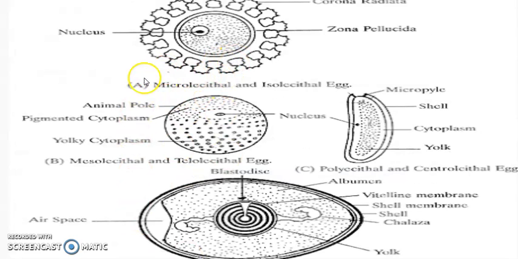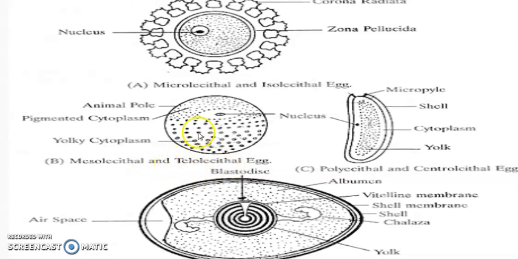Here I show the different eggs. This is the egg of a placental mammal, also called a microlecithal egg, and also the isolecithal egg. This is the egg cytoplasm. It contains yolk. This is called the nucleus. In the center of the nucleus is the nucleolus. The outer membrane is called the zona pellucida. And this egg is called a mesolecithal egg and the telolecithal egg.